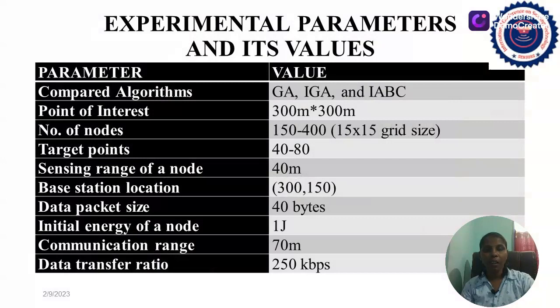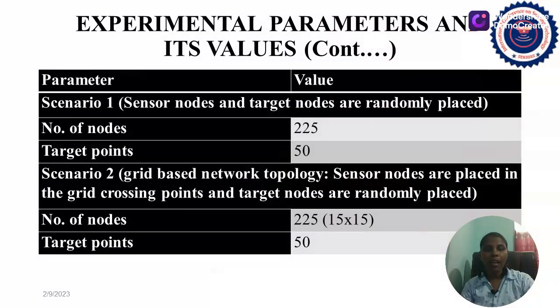Some parameters are taken, with GA, IGA, and IABC for the comparisons. The area of interest is 300 meters by 300 meters, and then the number of nodes. The total number of nodes is 150 to 400, and target points 40 to 80. Then the sensing range of a node is 40 meters, and the base station location is 300, 150. Data packet size is 40 bytes. Initial energy of a node is 1 joule. Then the communication rate. These are some of the parameters.